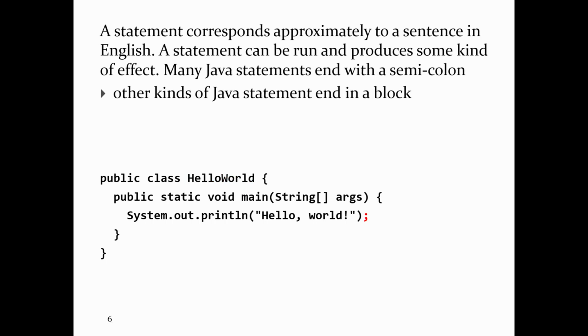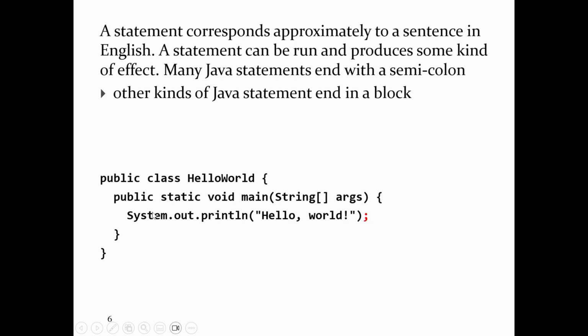Okay, so a statement in Java corresponds to roughly a sentence in English. A statement in a programming language can be run, and it produces some sort of result or effect. This isn't true in just Java. Many programming languages are described by statements. Many statements in Java end with a semicolon, and other kinds of statements in Java end in a block. Remember, a block is something that starts with a brace and ends with a brace.